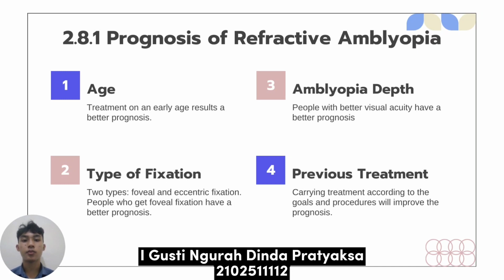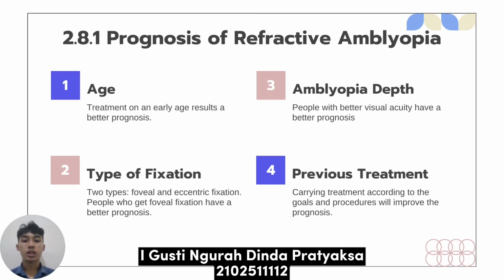So I'm going to explain about the prognosis of refractive amblyopia, which depends on some factors such as the age, type of fixation, amblyopia depth, and the previous treatment. The first one is about the age. The earlier the person has been treated in the age will have a better prognosis.